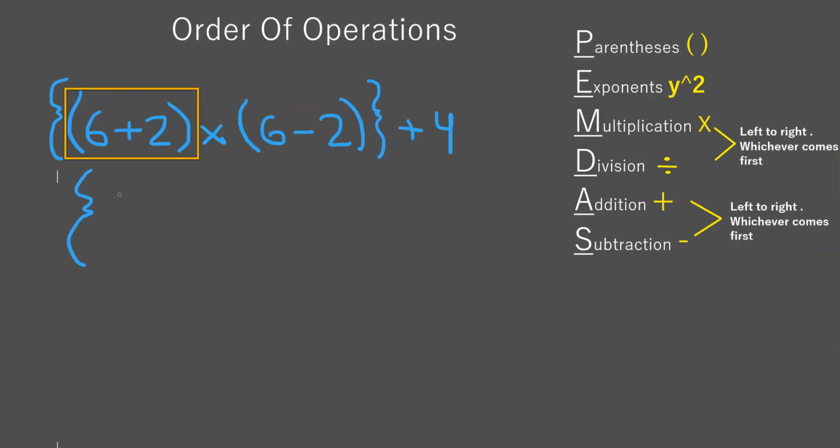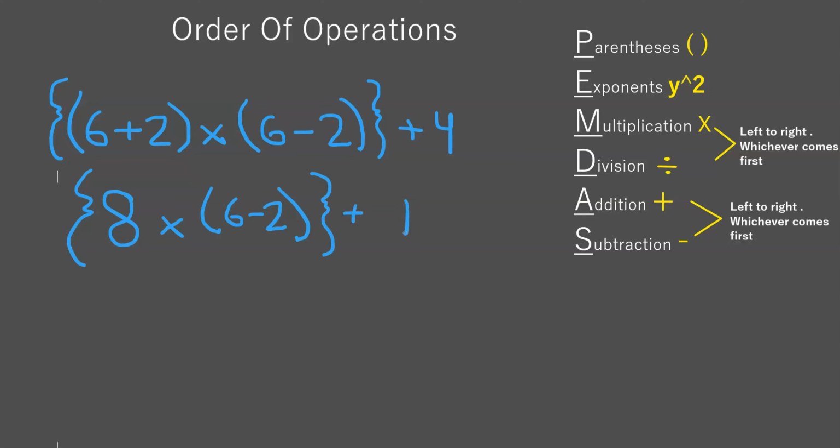The first thing we do is our first parentheses, which is 6 plus 2, and that is 8. And we rewrite every little step, all the way from the beginning to the end. Now the next thing we do is the other set of parentheses, which is 6 minus 2, and that is 4. And yes, we rewrite every little step all the way through.